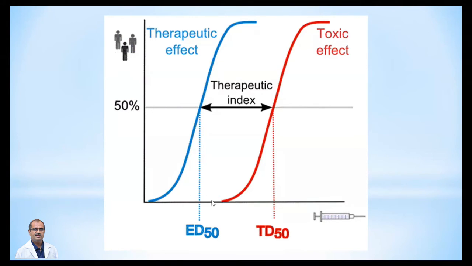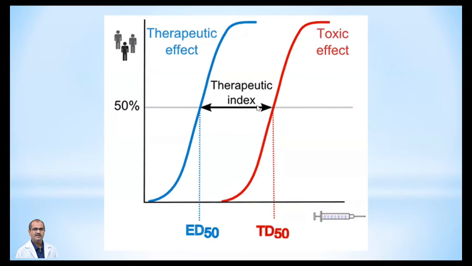Whereas if you take the highest dose and plot it versus the percent population responding, then the people who are responding 50% in terms of toxicity, that is known as the toxic effect. So the dose range between these, that is TD50 divided by ED50, is known as the therapeutic index, or simply it is the ratio of toxic effect versus therapeutic effect.